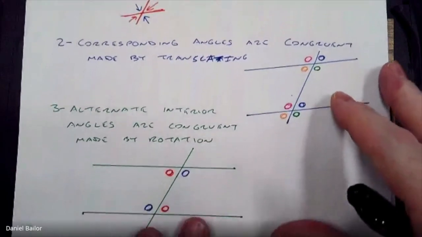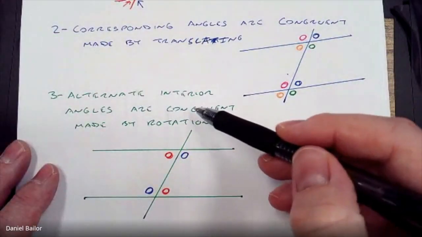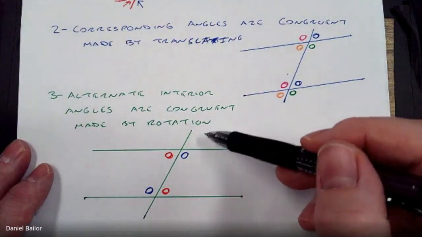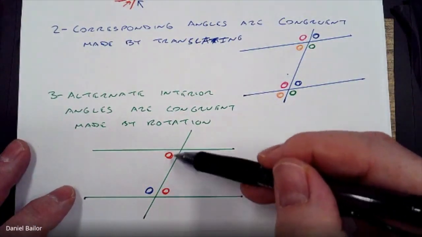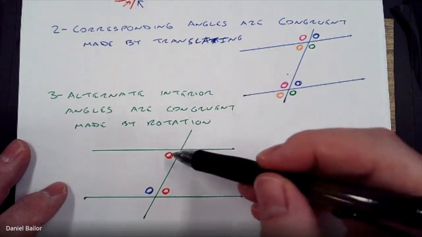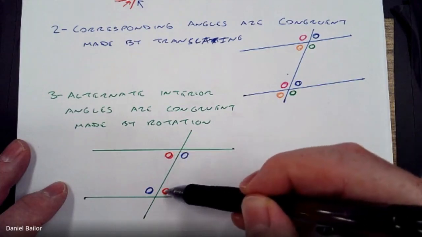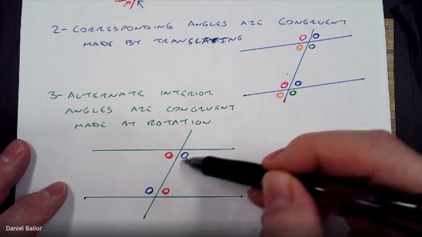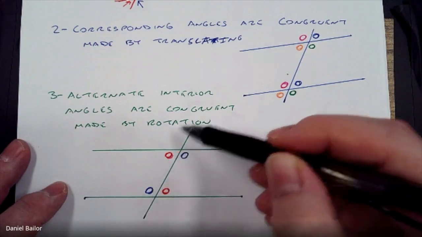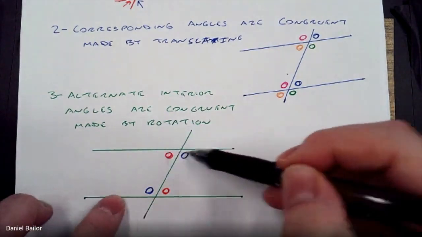The third vocabulary one, alternate interior angles are congruent. So if you can make it by rotating and it's on the inside, the interior of the parallel lines, they are congruent. So red equals red because it rotates around. Blue equals blue because it rotates around. And they're called interior angles because they're inside the parallel lines.